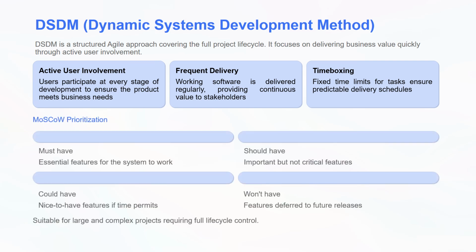It also follows MoSCoW prioritization, where requirements are divided into must have, should have, could have, and won't have. This helps the team focus on the most important features first. Because of its structured nature, DSDM is especially suitable for large and complex projects where proper planning and controls are needed.